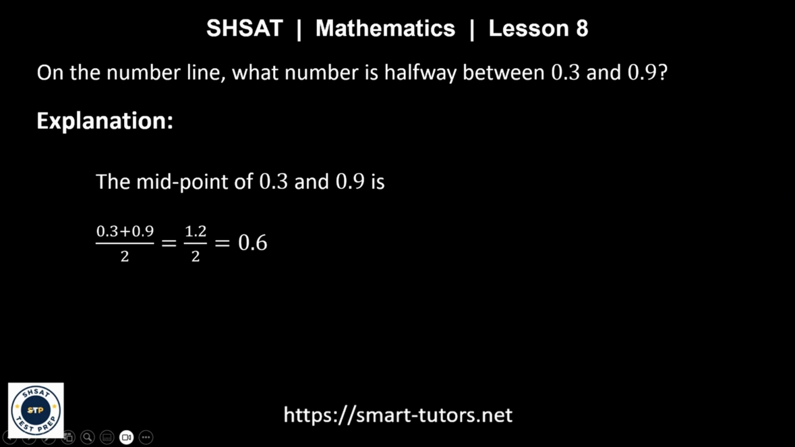On the number line, what number is halfway between 0.3 and 0.9? The midpoint of 0.3 and 0.9 is found if you add 0.3 plus 0.9 and then divide it by 2. If you add that, you get 1.2, and if you divide it, you get 0.6. So our answer is 0.6.